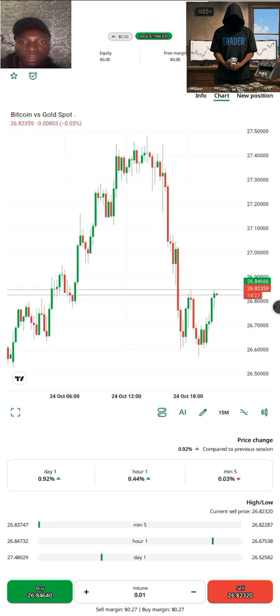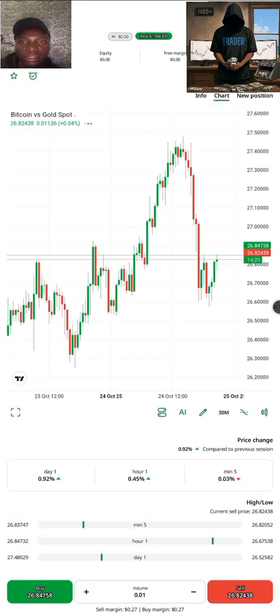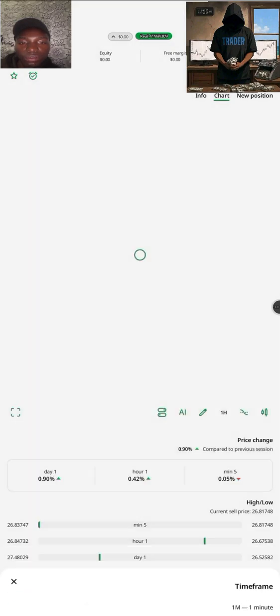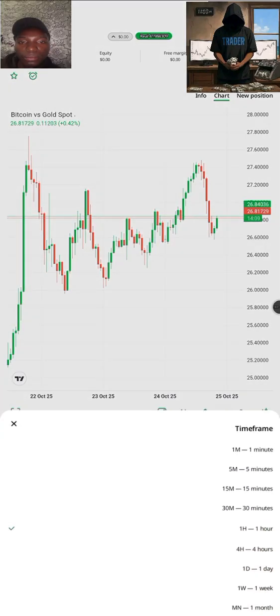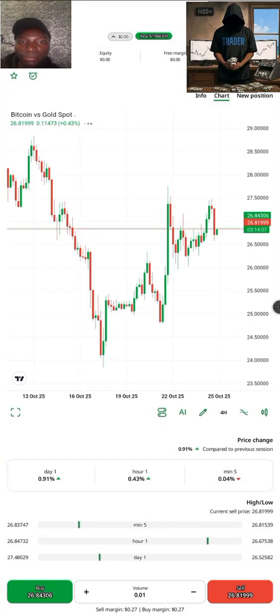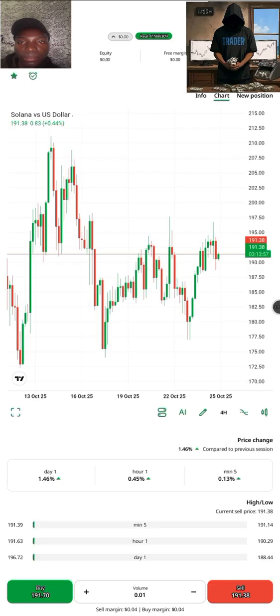There are so many strategies people usually use to trade with, so just wait and use them. What is this? Bitcoin versus gold spot is 0.26. In 30 minutes, it is bearish. For the 1 hour, bearish. 4 hours bullish. So therefore you can buy. Bullish is buy, bearish is sell. Sorry for the confusion over there.